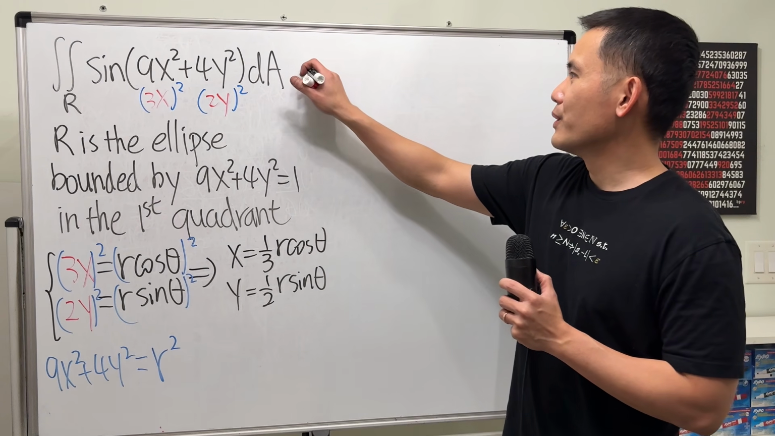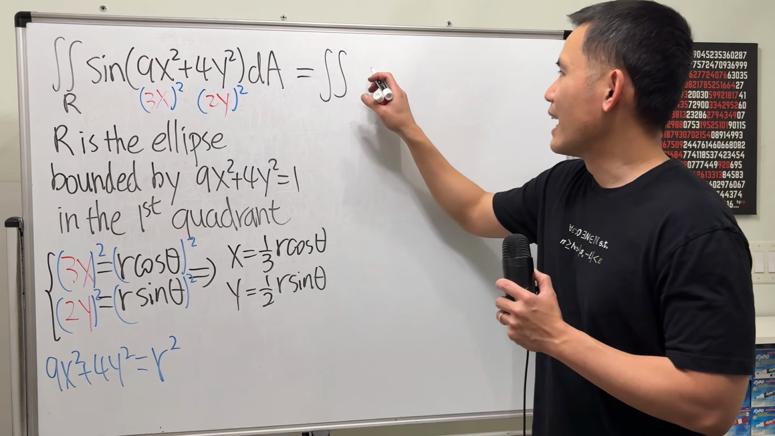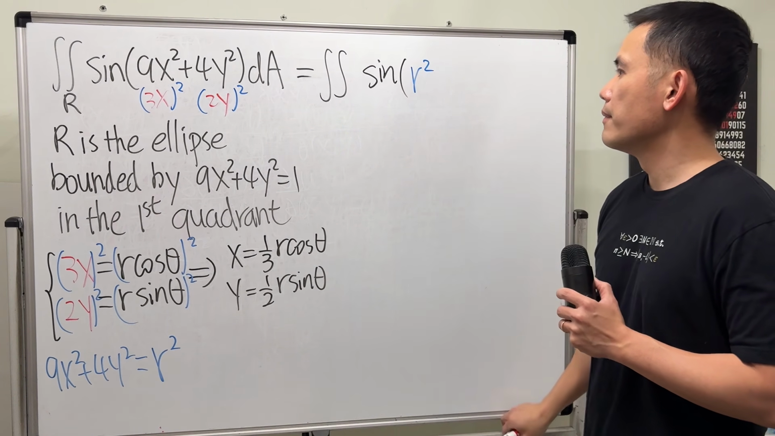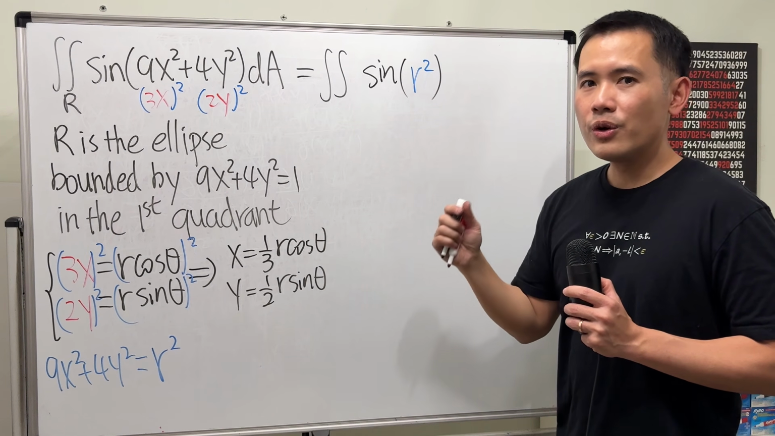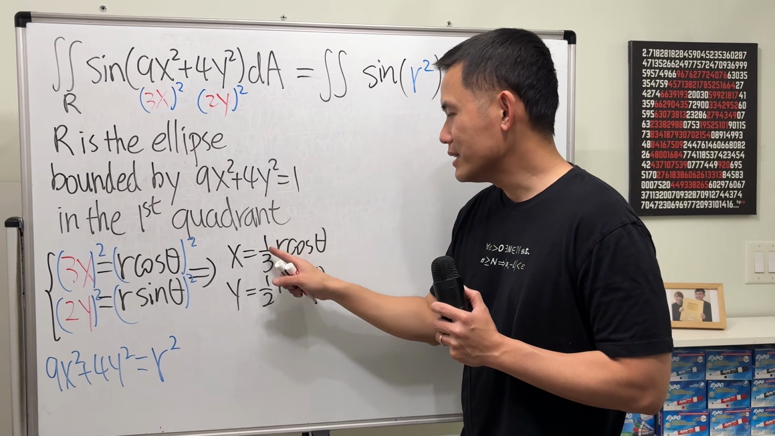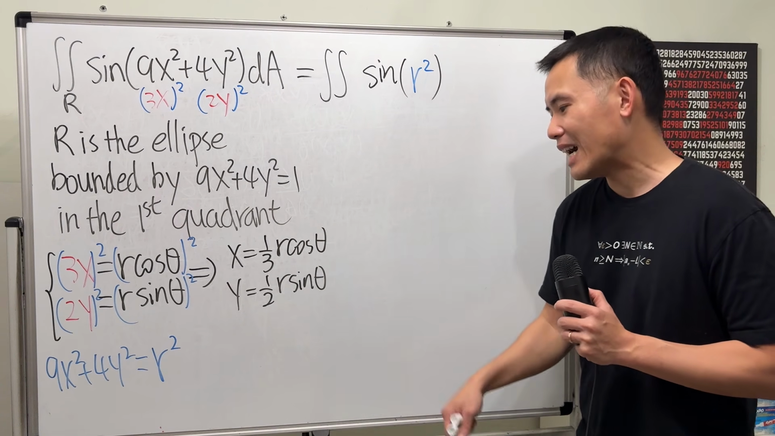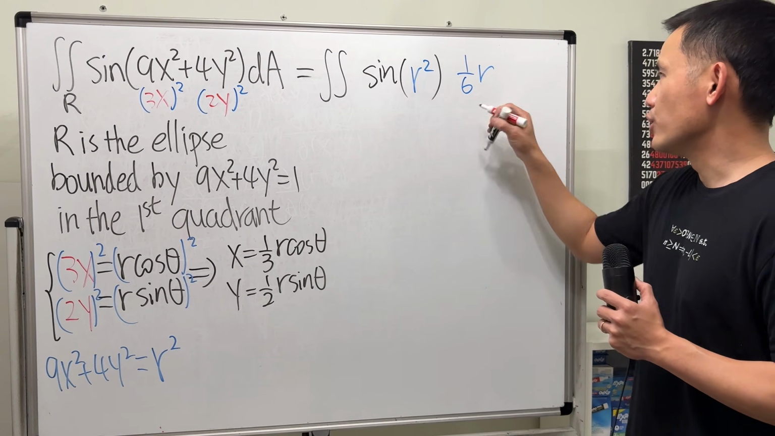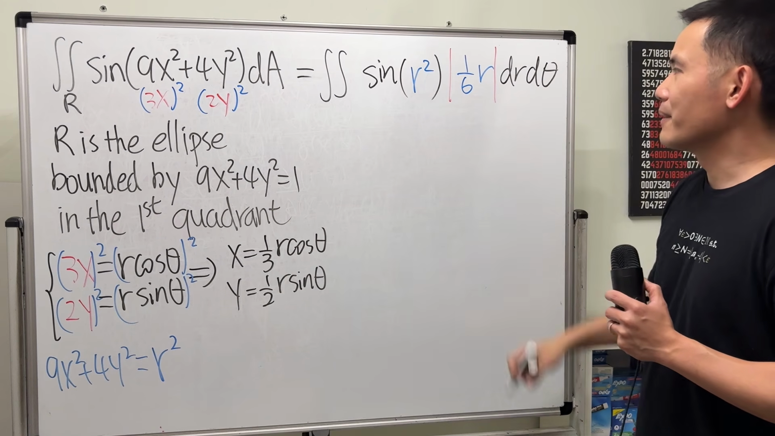So now, let's go to the r theta world. Here we have sine, and then on the inside, we have r squared. And then don't forget the Jacobian. The usual polar coordinates, we need the r, but here, because we have the 1/3 and also the 1/2 factors, you just multiply them. 1/3 times 1/2 is 1/6, and then you have the r. So this right here is the Jacobian. Technically, you apply the absolute value, and then you have dr d theta.